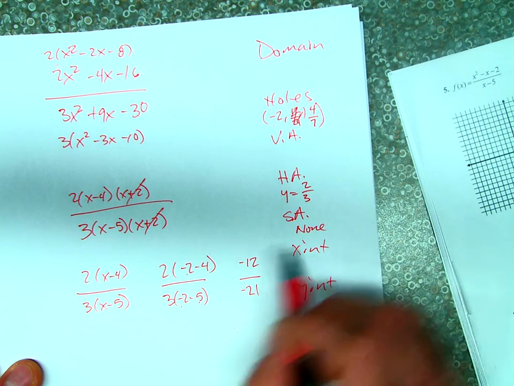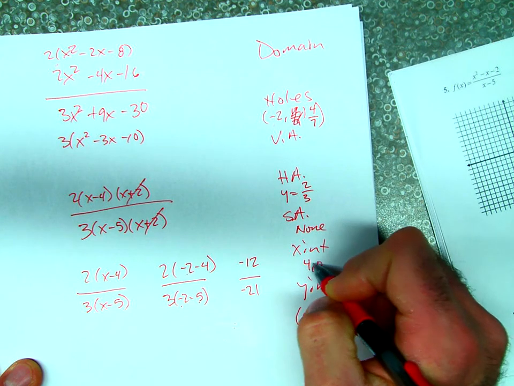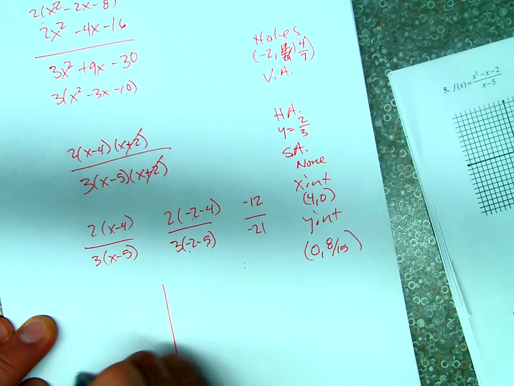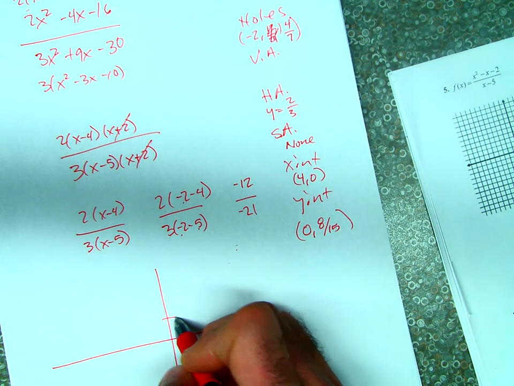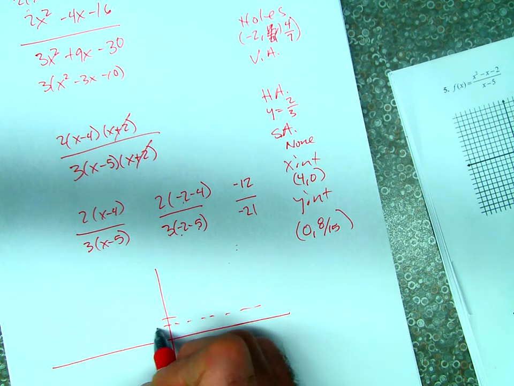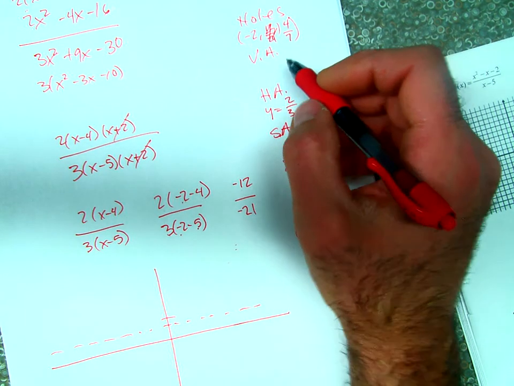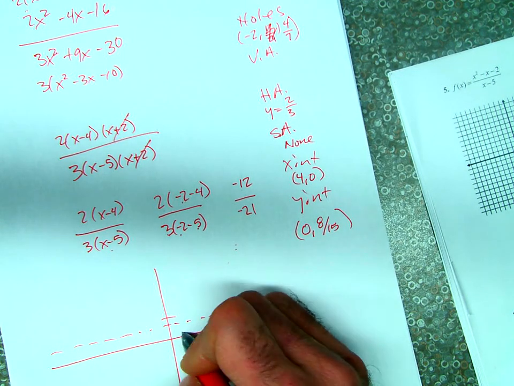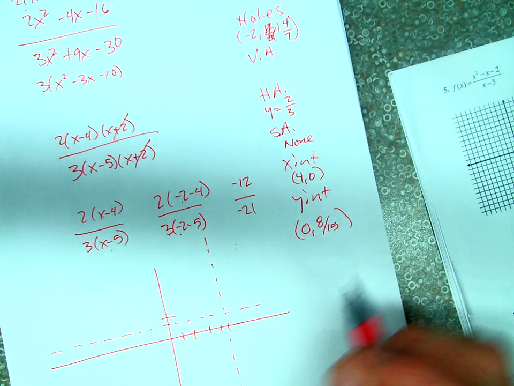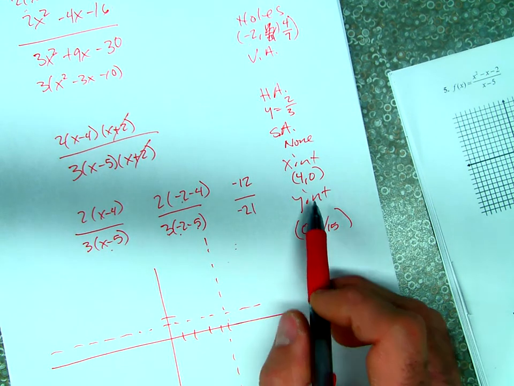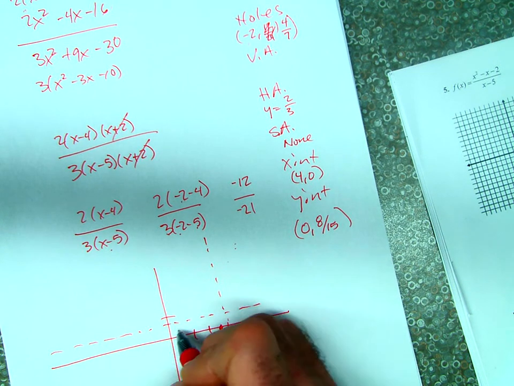The x-intercept is from the numerator. What is the x-intercept? Let's graph it. My horizontal asymptote is 2/3, so it's right here. Less than 1. My vertical asymptote, we didn't find it yet, but it is 5. My x-intercept is 4. It peaks right here. Looks like this.